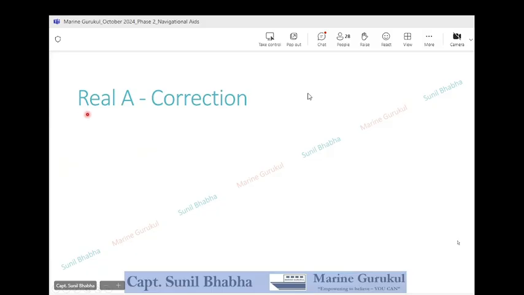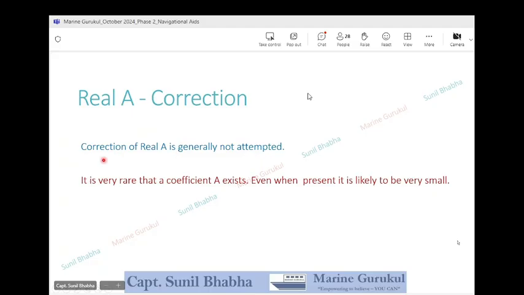Now let's move on to the correction of real A. How do we correct this coefficient? The correction of real A is generally not attempted, not done. The reason for it is, number one, it is very rare on a normal seagoing merchant ship that a coefficient A will exist, because these kind of soft iron structures are not present on the ship. Whatever soft iron structures are present, they are symmetrical about the compass location. Even when it is present in some ship, it is likely to be very, very small. So this is the reason why we do not attempt the correction of real A.